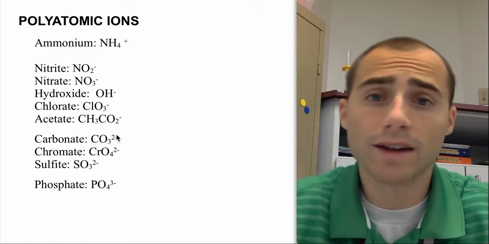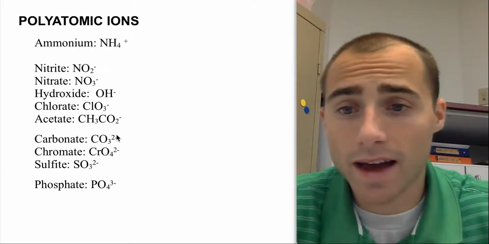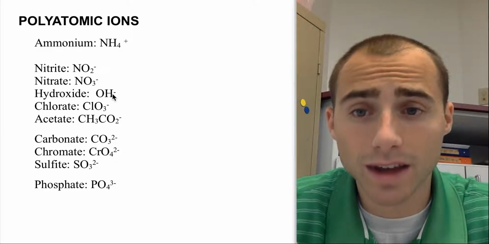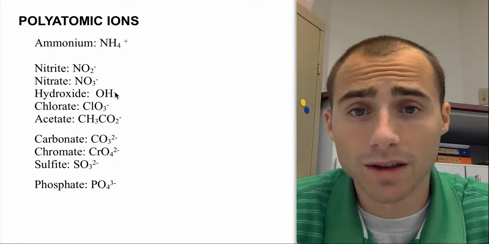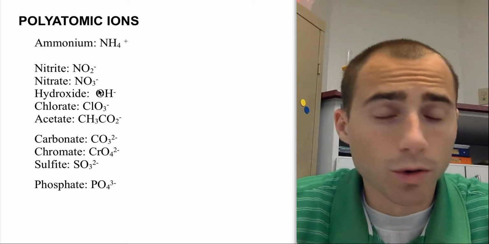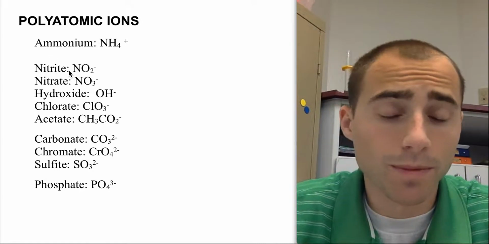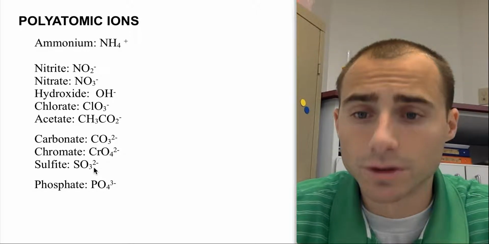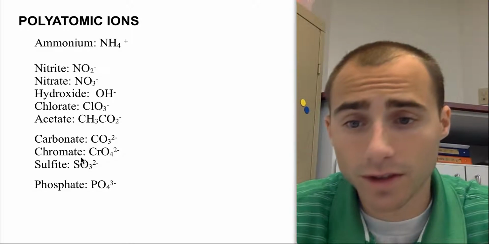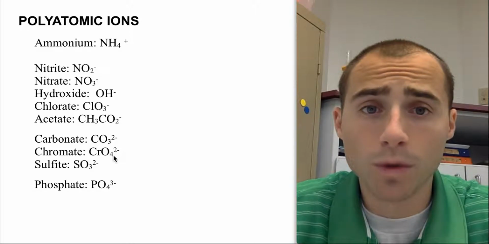Now, polyatomic ions can never, ever be separated. Meaning, if you have hydroxide, the O and the H always have to stay together. And they're always going to come with a -1 charge. These are just like ions. Just like chlorine has a 1- charge, nitrite has a 1- charge. Just like sulfur has a 2- charge, sulfite has a 2- charge. So these have to stay together, this SO3, and it's always going to come with a 2- charge.